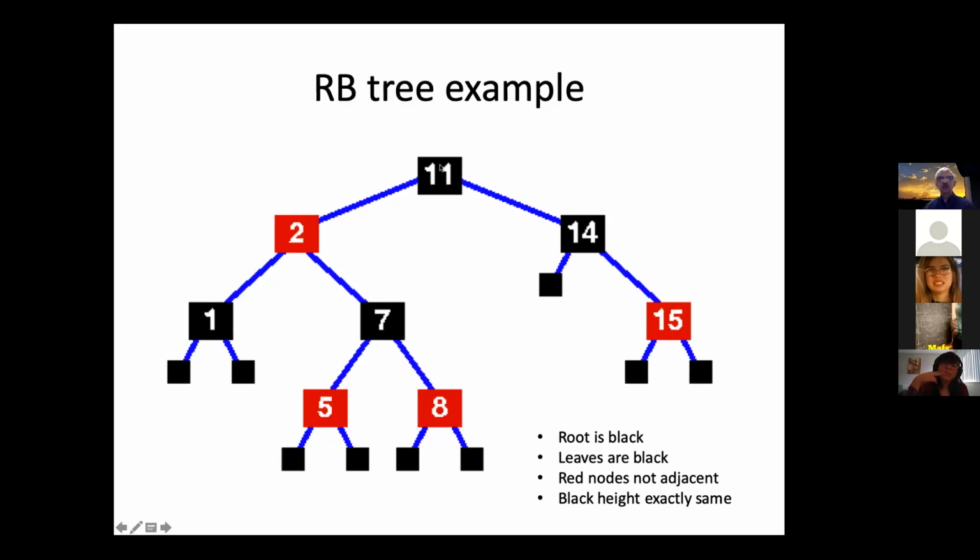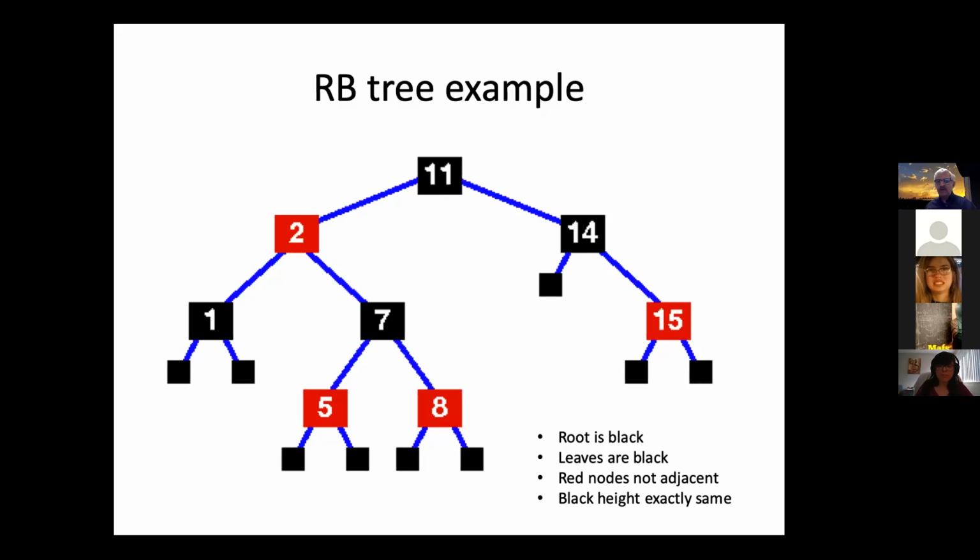I could go here, and I only encounter 2 black nodes. I could go here and turn this way, and I still only encounter 2 black nodes. So it doesn't matter which path I take, I will always encounter the same number of black nodes.